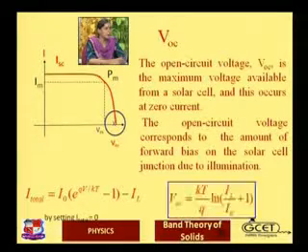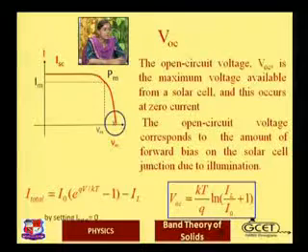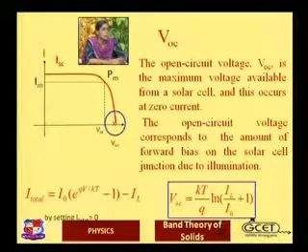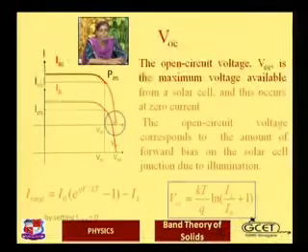And again, here in I total we will have the same equation. So VOC will be kT upon q ln of IL upon I0 plus 1. So with this equation, if we can measure the current in the output, we can find out VOC.